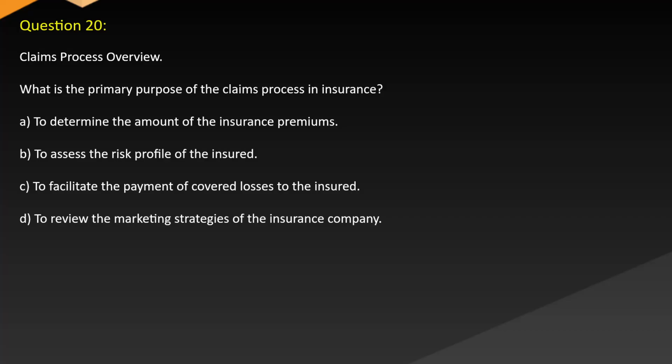Question 20. Claims process overview. What is the primary purpose of the claims process in insurance? A. To determine the amount of the insurance premiums. B. To assess the risk profile of the insured. C. To facilitate the payment of covered losses to the insured. D. To review the marketing strategies of the insurance company.